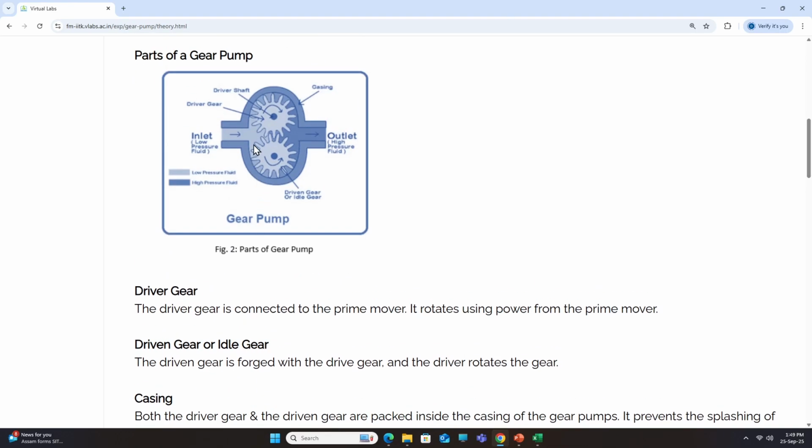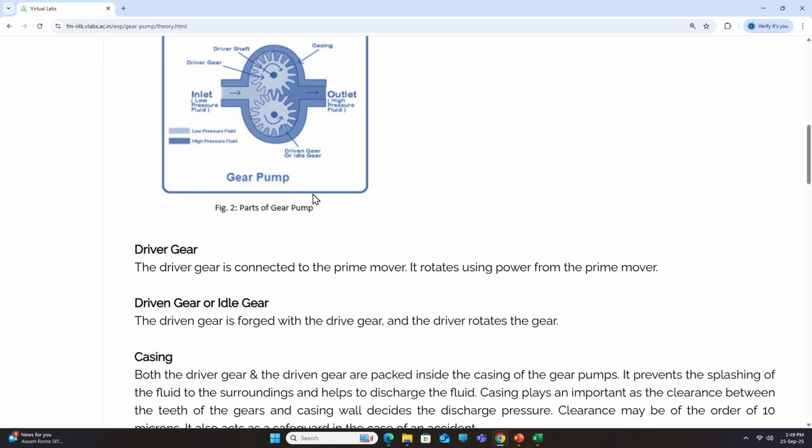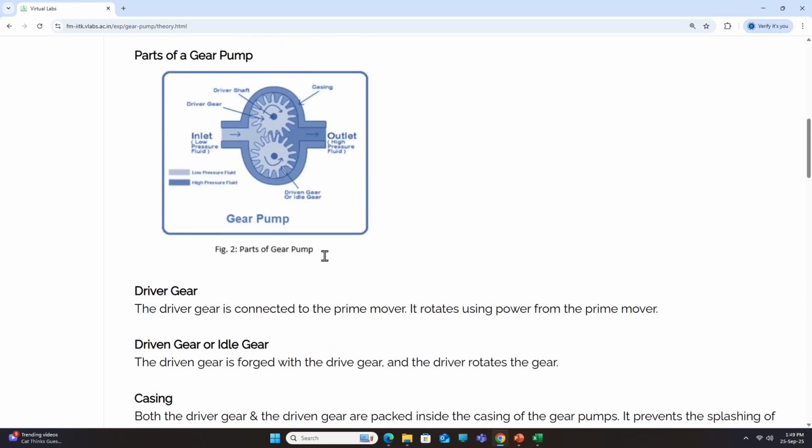Casing is important so that the fluid or the oil, whatever we are trying to pass through it, does not splash out. So, clearance is provided between the gear and the casing so that the fluid passes through this periphery properly. There is low pressure fluid on the left side, and on the right side, at the outlet, you could see the high pressure fluid. When we say pump, like the heat pump we talked about, in a gear pump also there is a transformation from low pressure to high pressure.